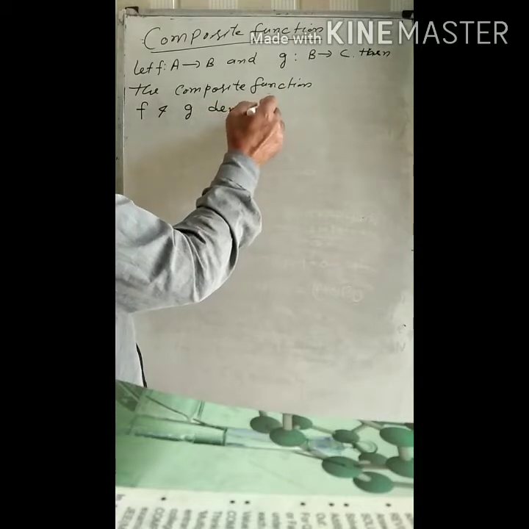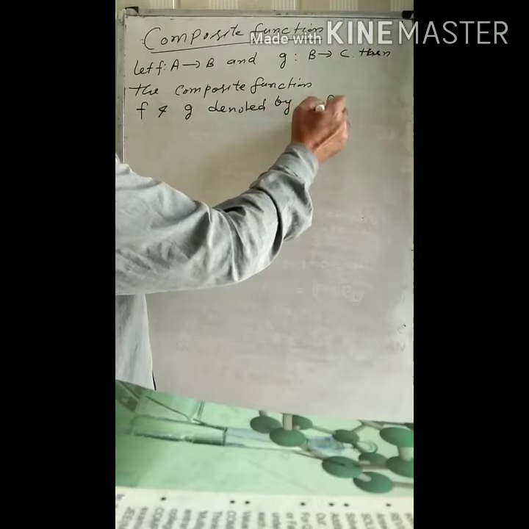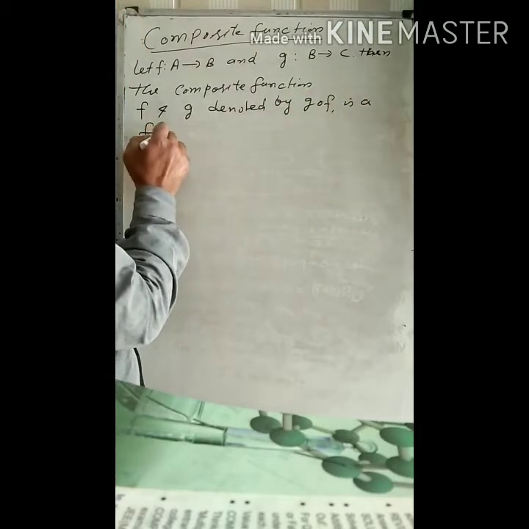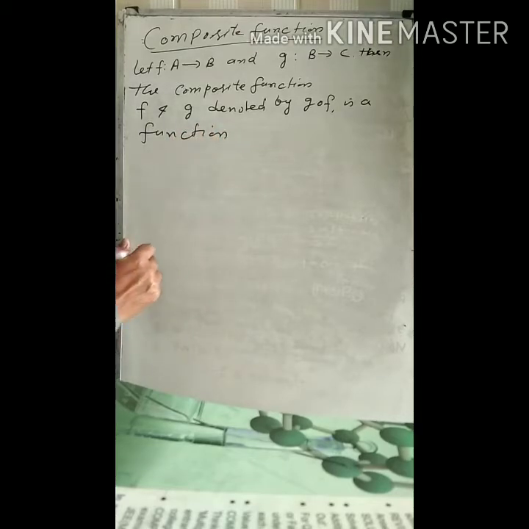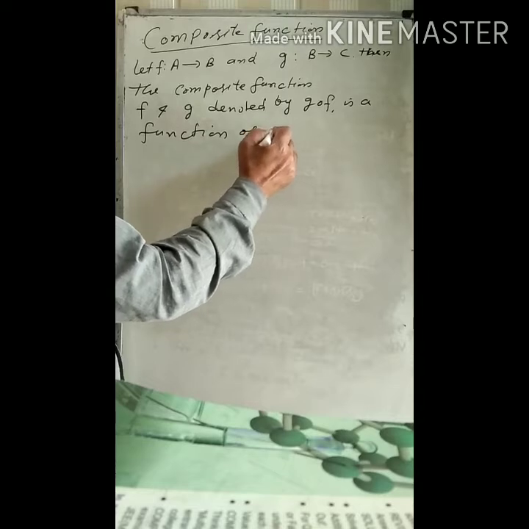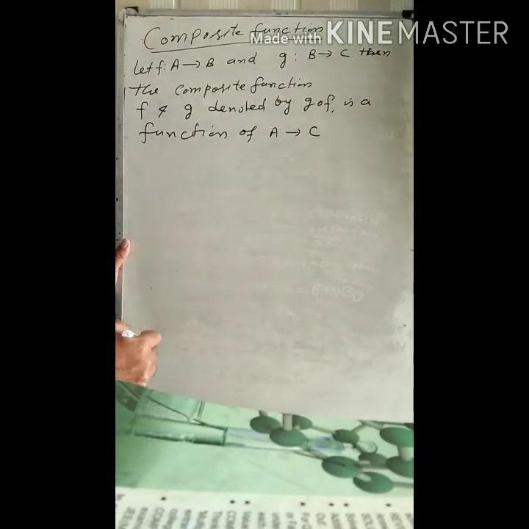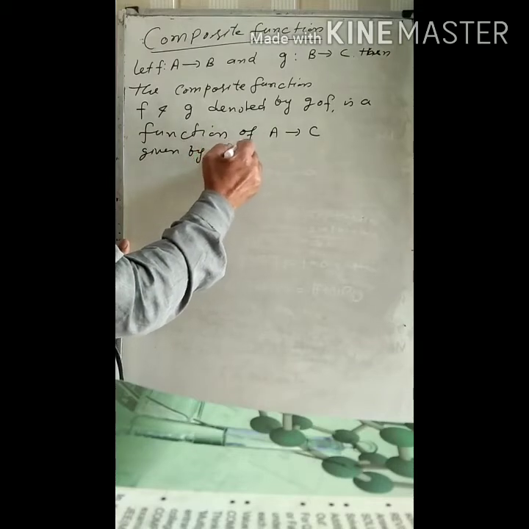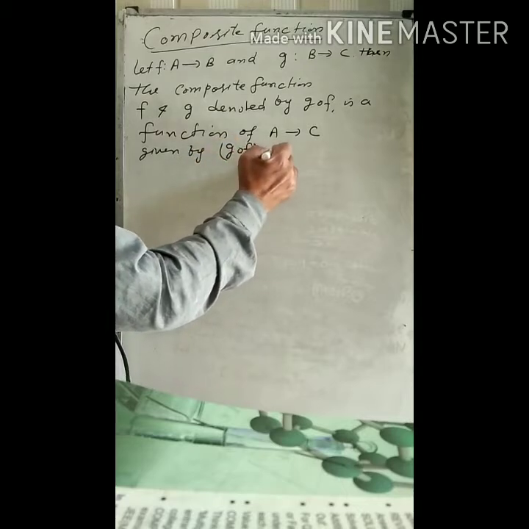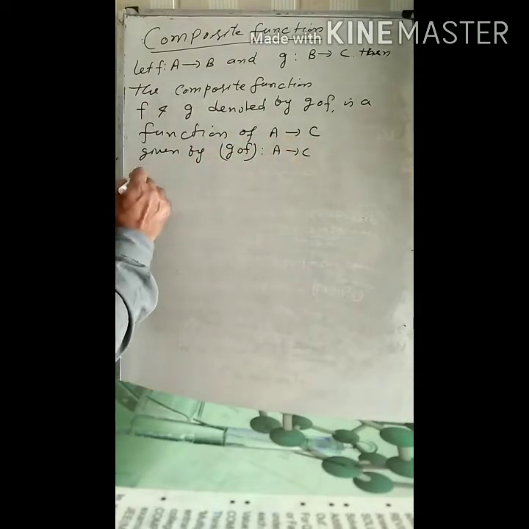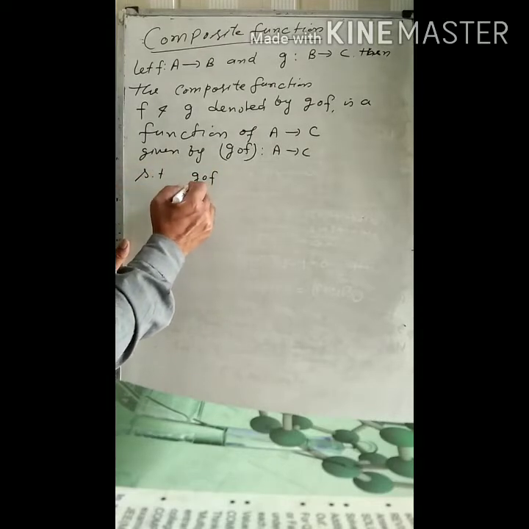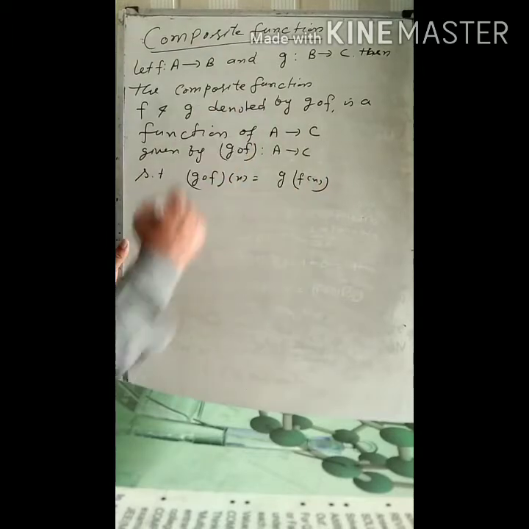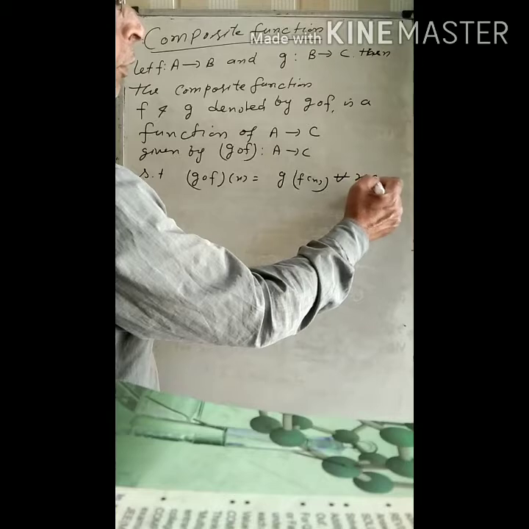denoted by gof, is a function from A to C given by gof: A to C such that gof of x is equal to g of f of x, for all values of x belonging to set A.